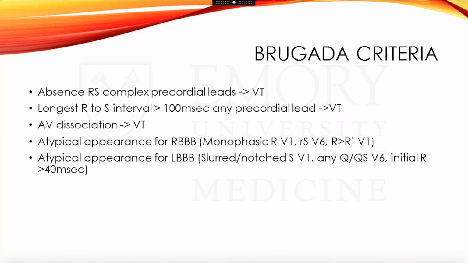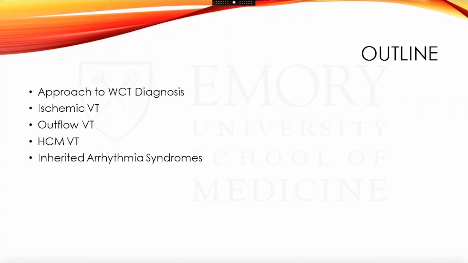So the first thing to do to use those criteria is to decide, is this a right bundle looking VT or a left bundle looking VT? And you just basically look at V1 to delineate that. Is it upright or is it negative? That's all you are looking at to say that looks like a right bundle or a left bundle, and then you apply the relevant morphology criteria. Once you've done that, you go on to treatment.